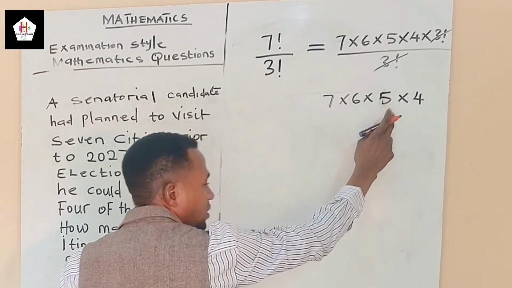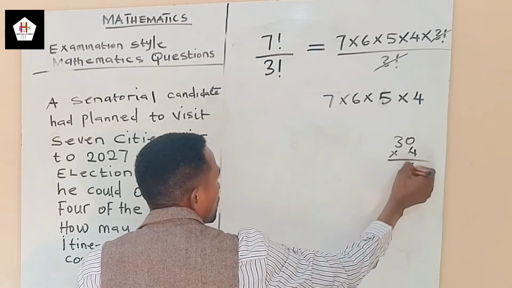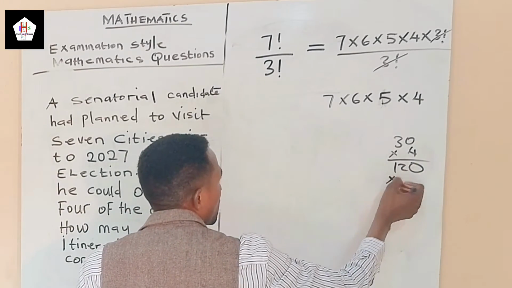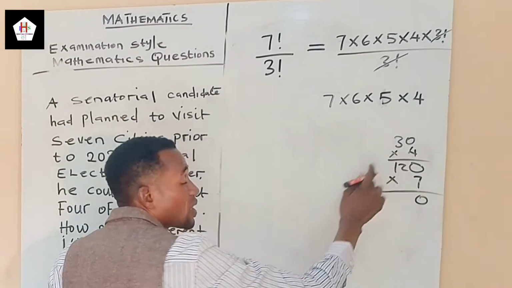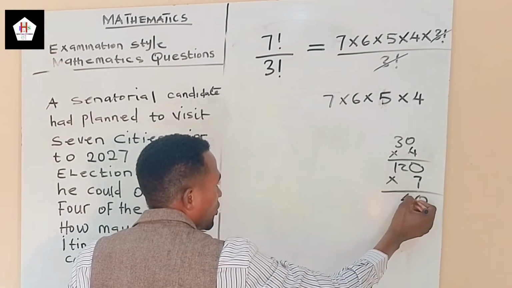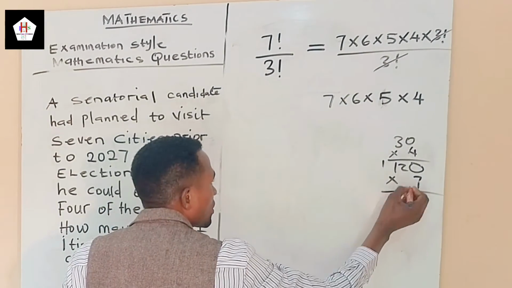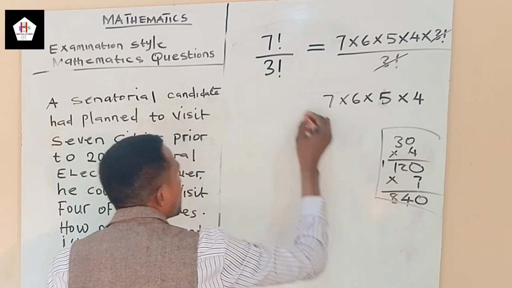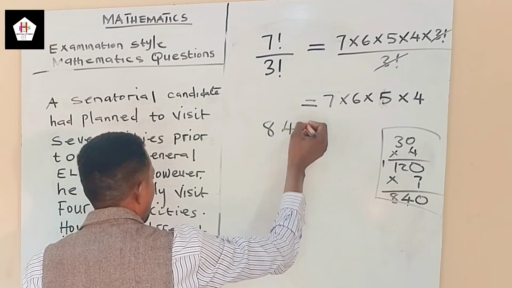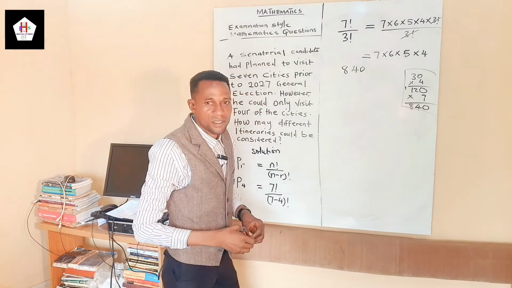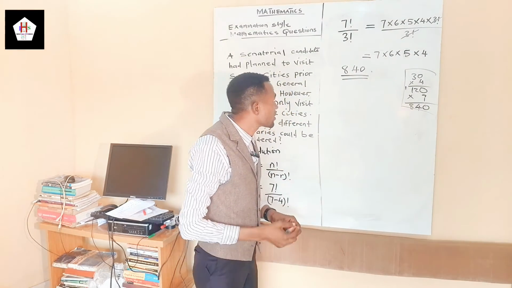4 times 5 times 6 is 120. We have 120 times 7. 7 times 0 gives us 0. 7 times 2 is 14, we write 4, carry 1. 7 times 1 is 7, plus 1 is 8. So it means that we are going to have 840 itineraries that will be considered. And that is our answer.